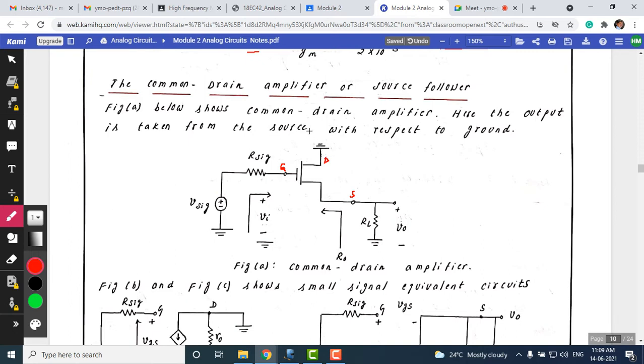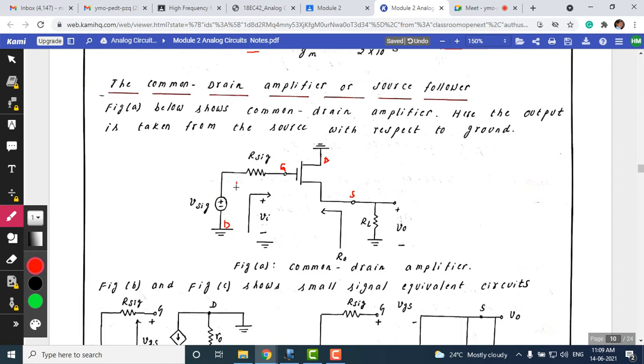Whenever you make any terminal common in an amplifier, you can ground that so that it becomes easy for you to write the circuit diagram. Since here it is a common drain amplifier, we are grounding the drain terminal. And as you can see here, the input is applied between gate and the drain. So this is ground here, so this ground point also comes here.